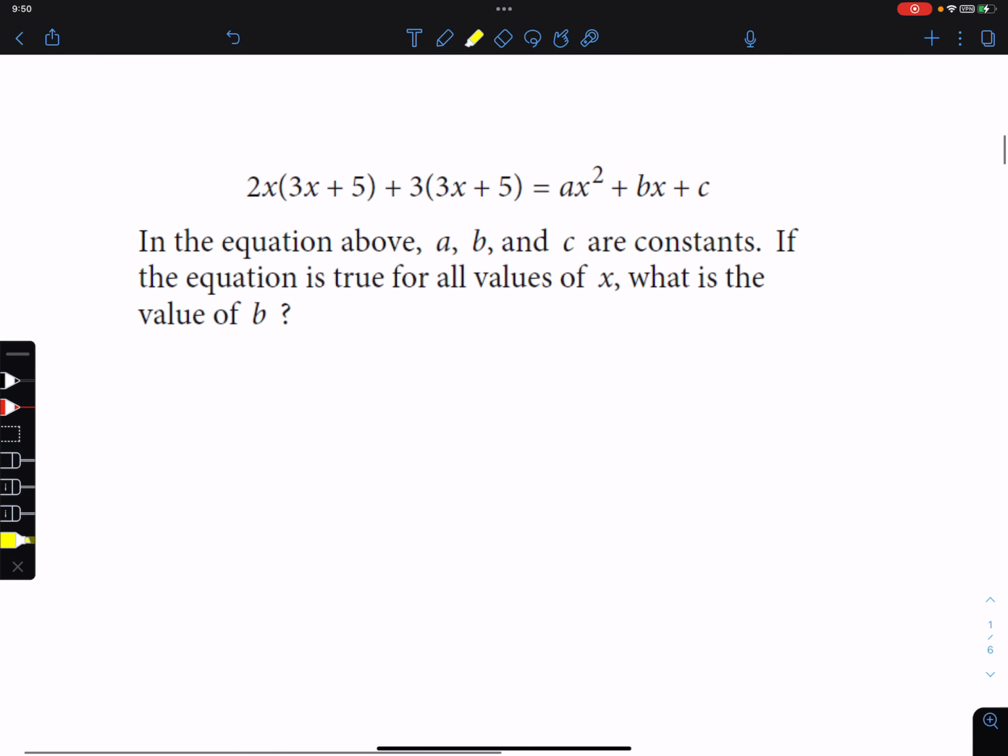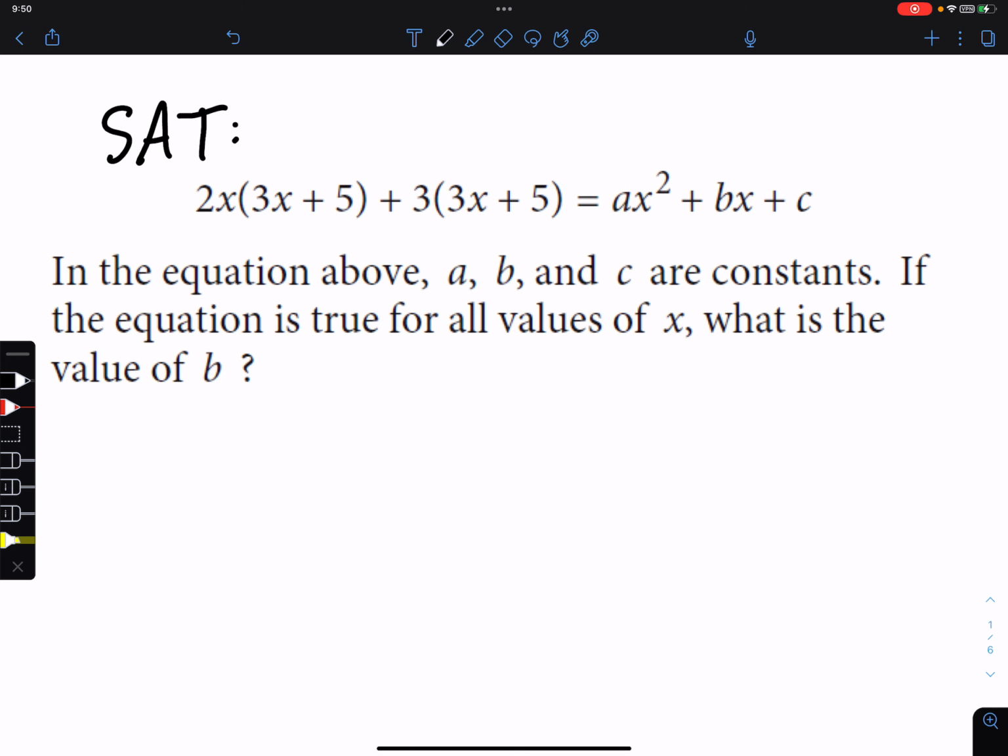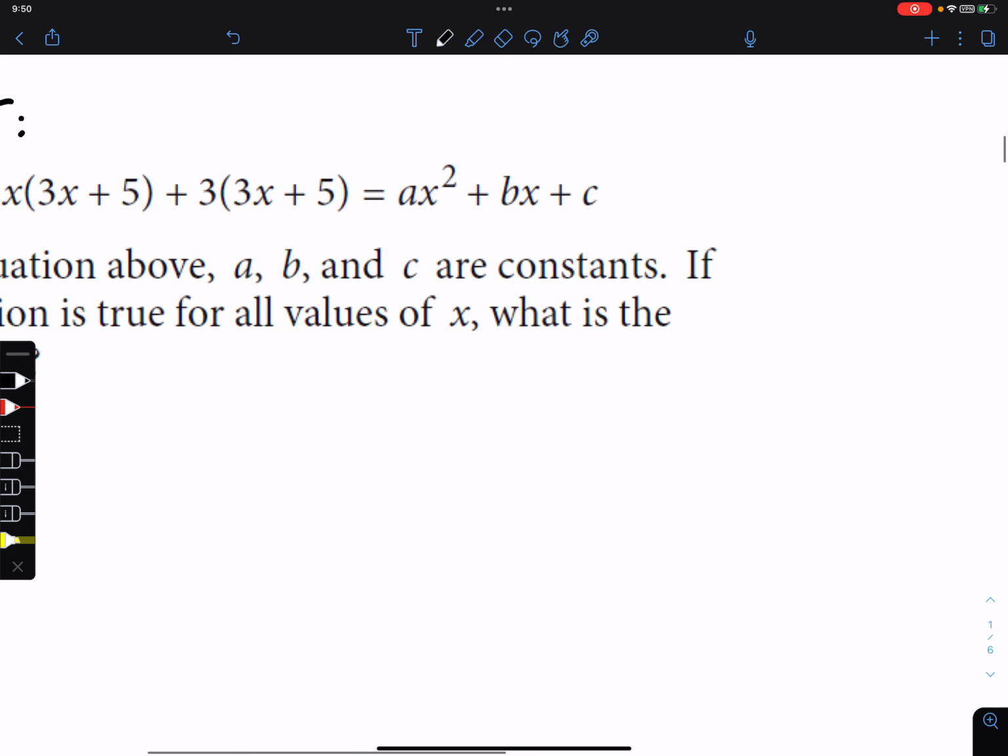Okay, now here, this is something that I just added. So this is how the SAT will ask the question, okay? In the equation above, a, b, and c are constants. So what are constants? Well, just think of them as numbers, okay?